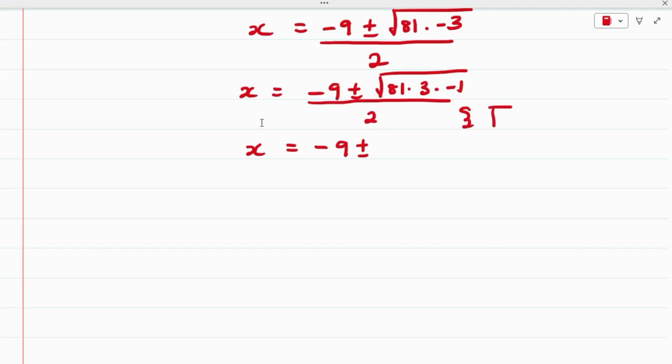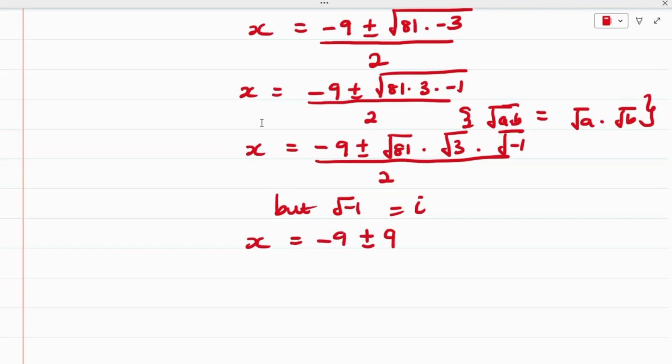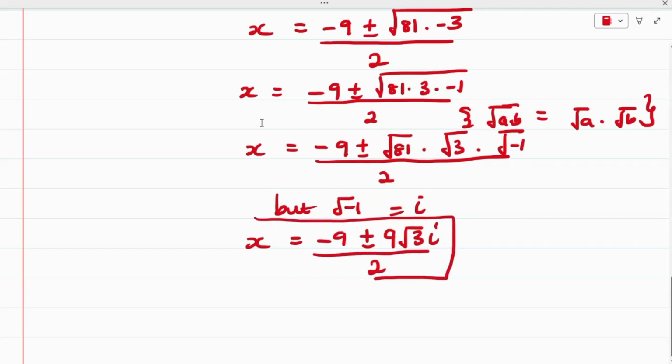We want to recall that if we have the root of a multiplied by b, this can be expressed as the root of a multiplied by the root of b, right? So applying this, we have the square root of 81 multiplied by the square root of 3 multiplied by the square root of minus 1, divided by 2. But we know that the square root of minus 1 is equal to i. So we have x is equal to minus 9 plus or minus the root of 81, which is 9, multiplied by the root of 3, multiplied by the root of negative 1, which is i, divided by 2. And this becomes the second and third value of x.